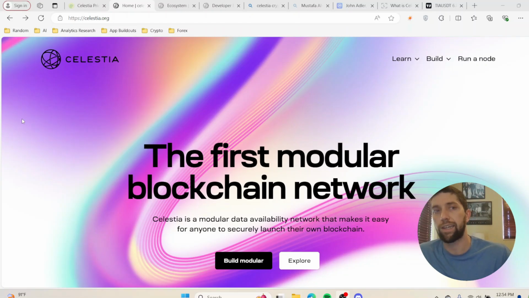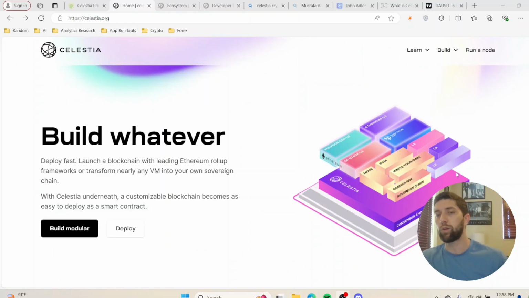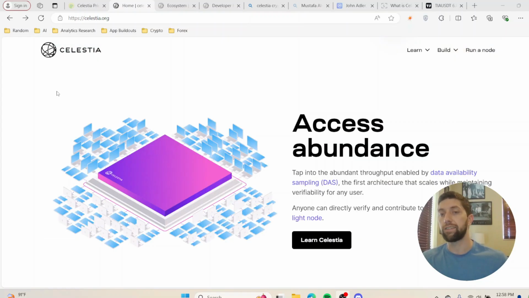Now, the easiest way that I can explain Celestia in layman terms would be that it functions similar to a layer 0, which allows you to build layer 1s on top of it, and then uses a layer 2 element through rollups in order to communicate with other blockchains like the Ethereum blockchain, for example. You can literally build whatever you want on Celestia and it'll allow you to communicate with any other blockchain as well.